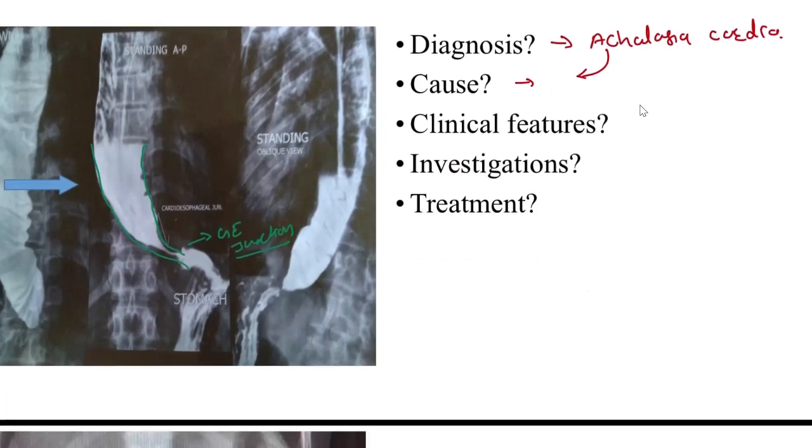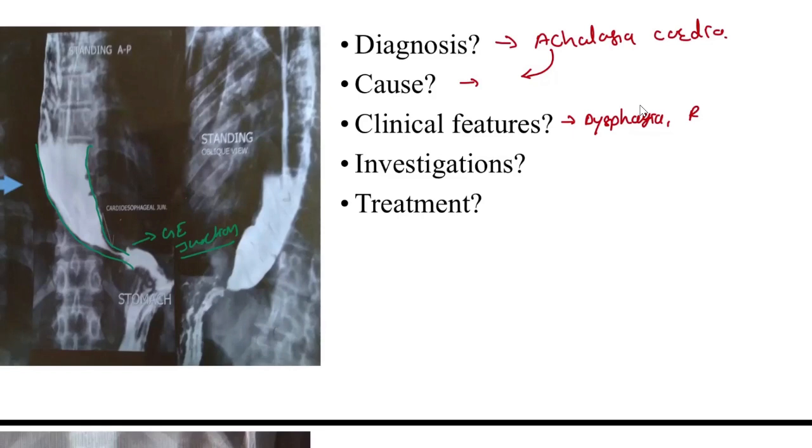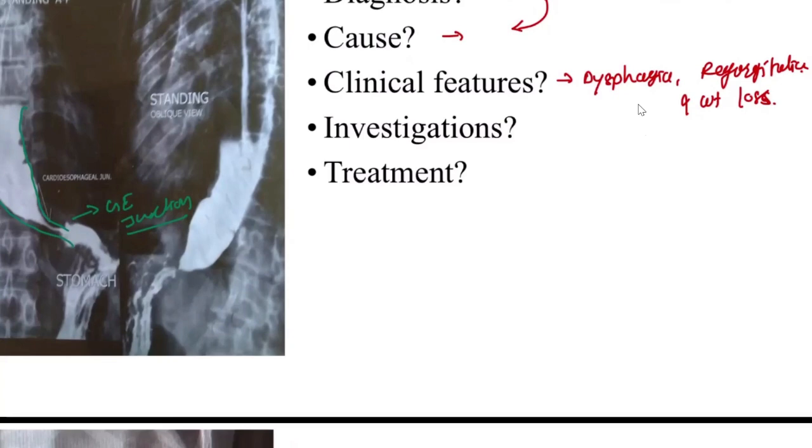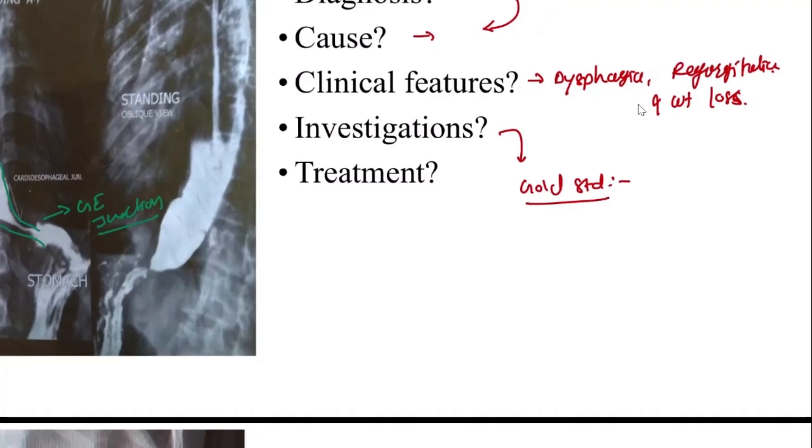What are the clinical features of Achalasia cardia? It can be dysphagia, regurgitation, weight loss. This is the classical triad of Achalasia cardia. What is the investigation? The gold standard investigation for the diagnosis of Achalasia is esophageal manometry.